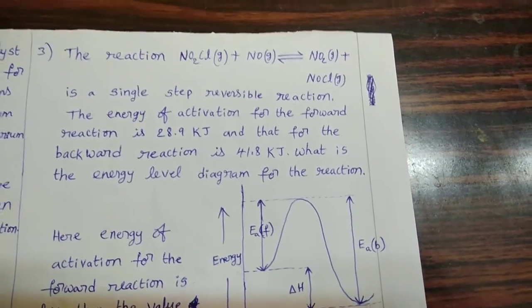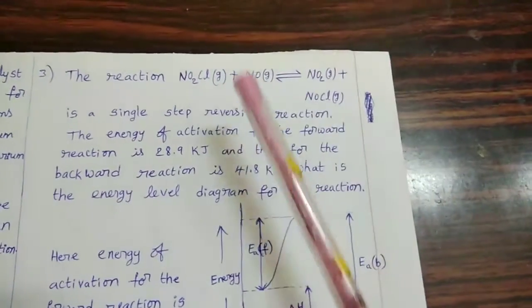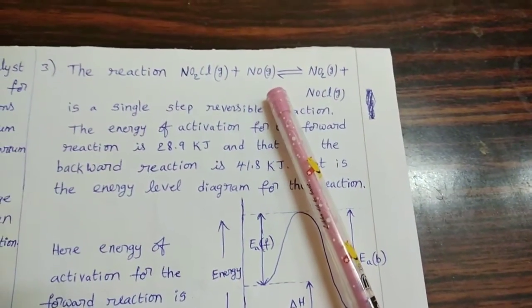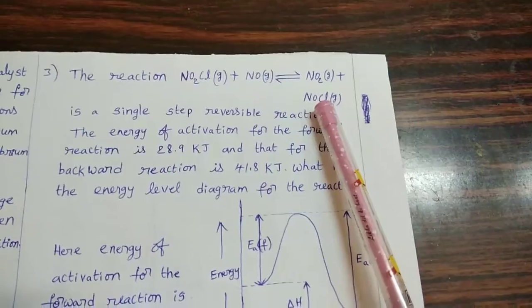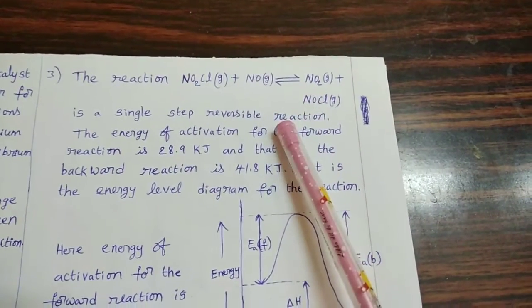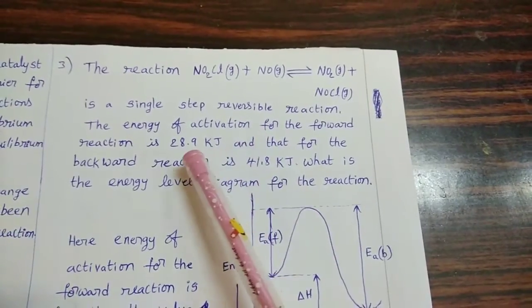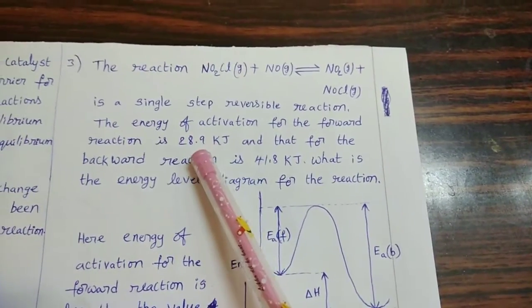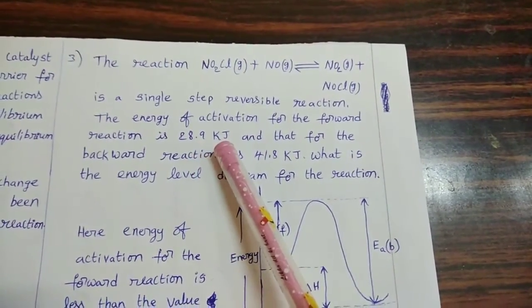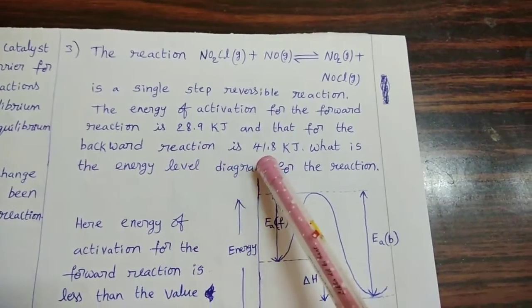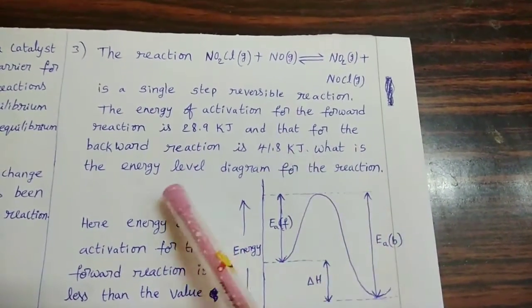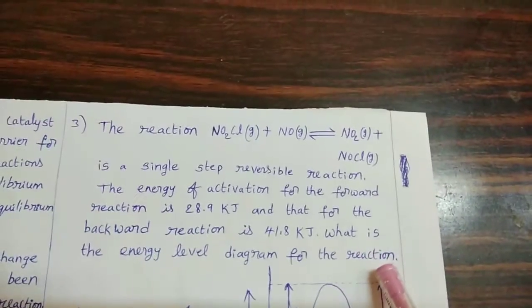See the next one. The reaction NO2Cl plus NO gives rise to NO2 plus NOCl. It is a reversible reaction, a single step reversible reaction. The energy of activation for forward reaction is 28.9 kilojoule and for backward reaction is 41.8 kilojoule. What is the energy level diagram for the reaction?